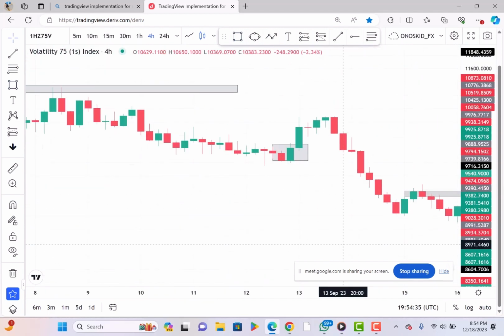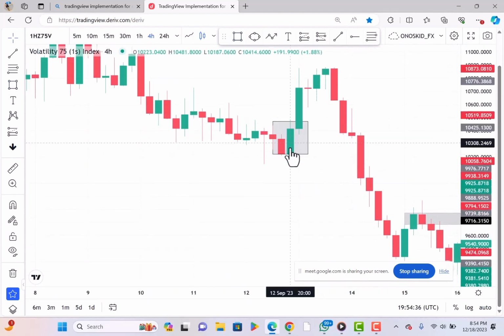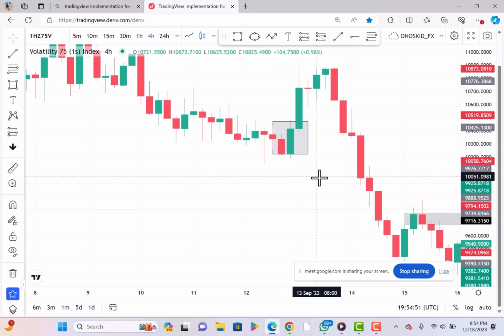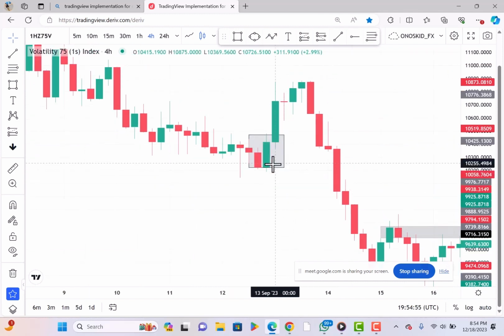Look at these two candles. This is the first one, the red one, and the second one is the green one. And what happened? The green one completely engulfed the red one. And after that, what next do you see? You see the market rallying to the upward direction. So this is an example of a bullish engulfing candle, and this is how you spot them on the chart.